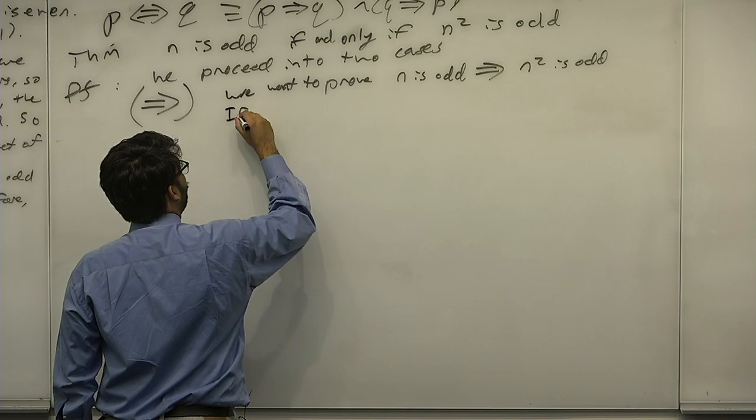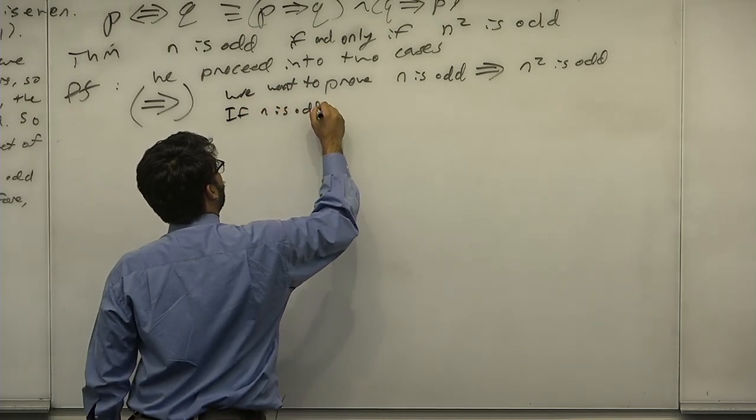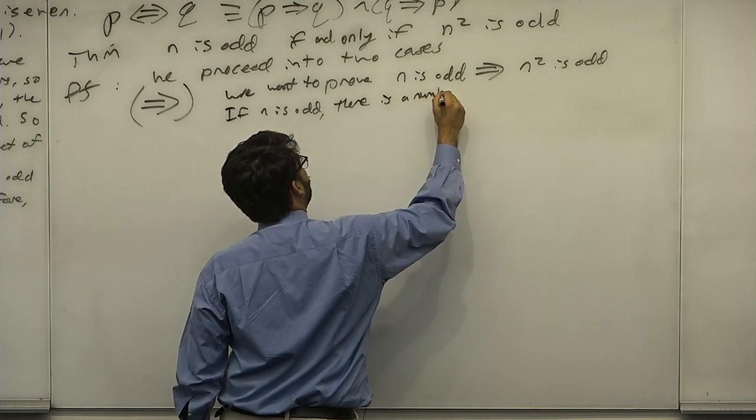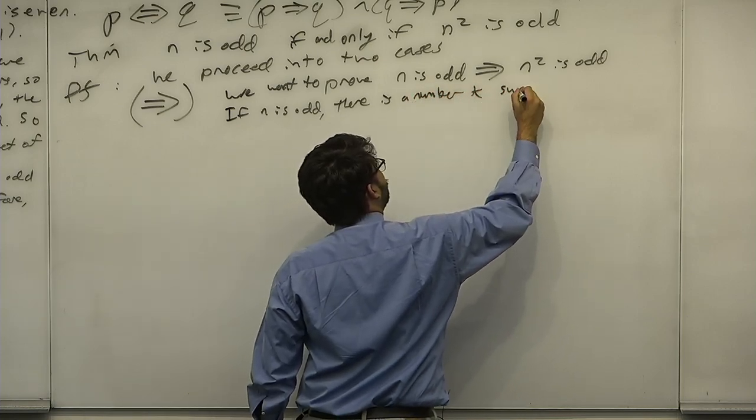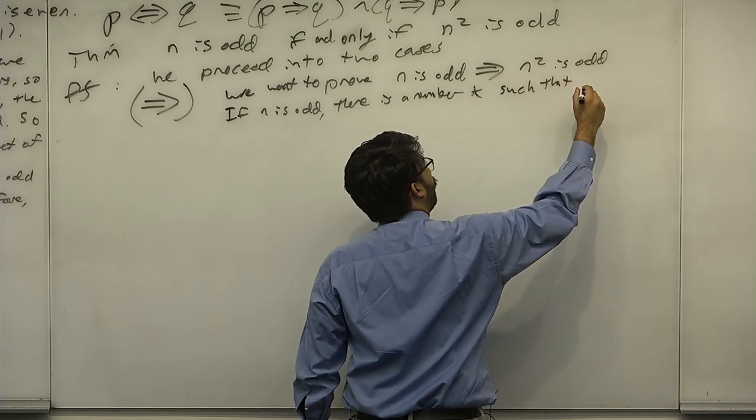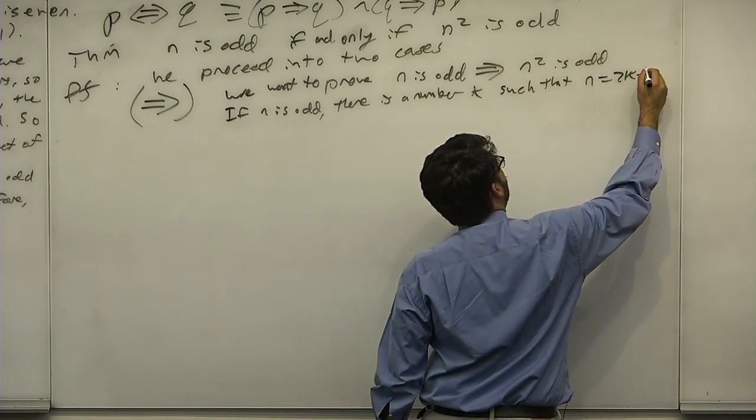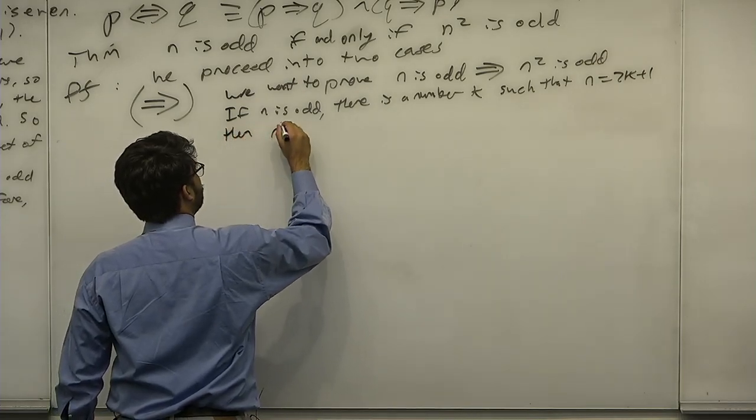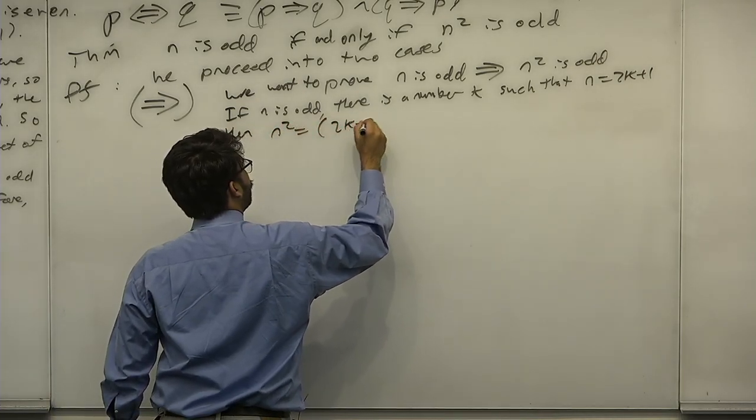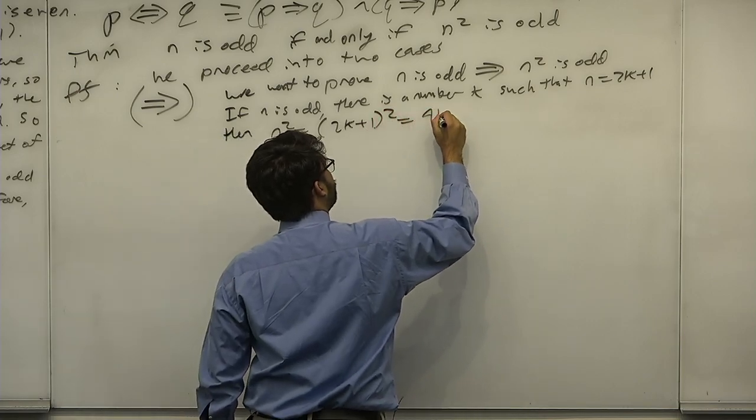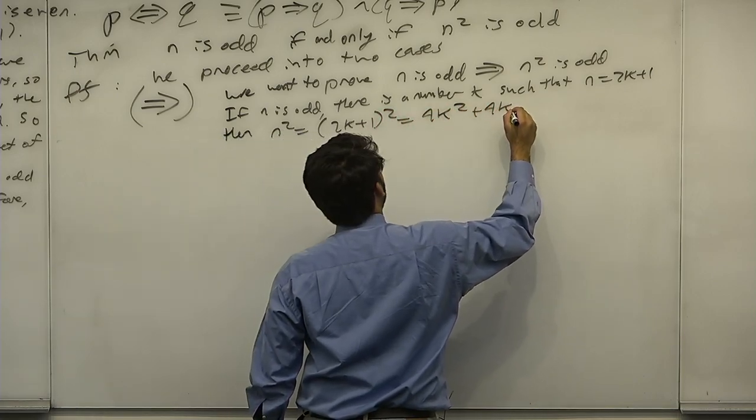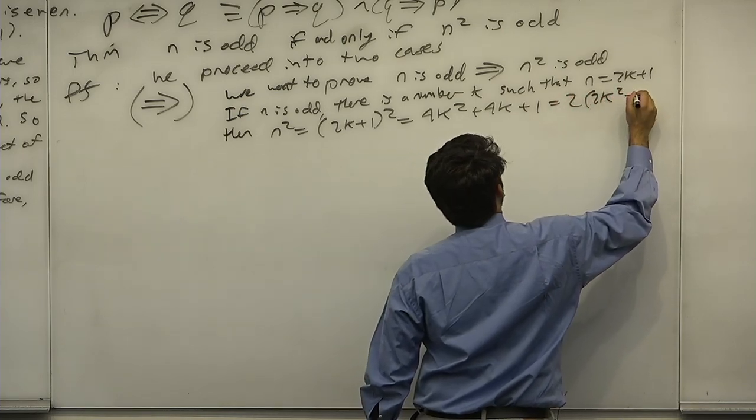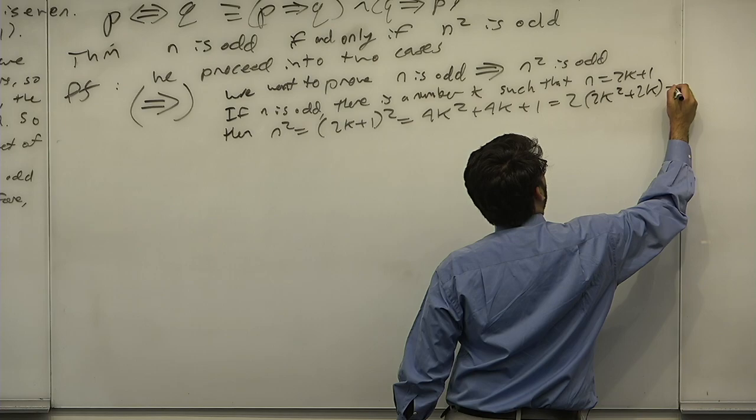If N is odd, there is a number K such that N is equal to 2K plus 1. Then N squared is equal to (2K plus 1) squared, which is equal to 4K squared plus 4K plus 1, which is equal to 2 times (2K squared plus 2K) plus 1.